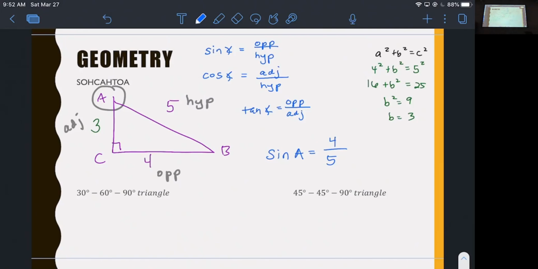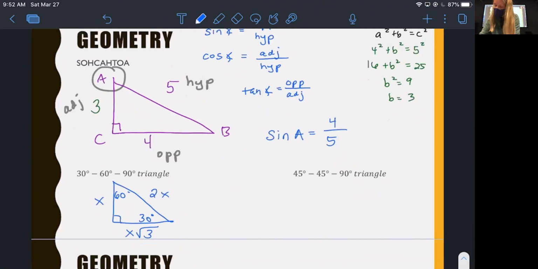The two special right triangles can also show up. It's helpful to know how their sides work. In a 30, 60, 90 degree triangle, the side across from the 30 degree angle is the shortest side, and we can just call that x. The side across from the 90 degree angle, the hypotenuse, is the longest side, and that ends up being 2x. And then across from the 60, the longer leg, that ends up being x square root 3.